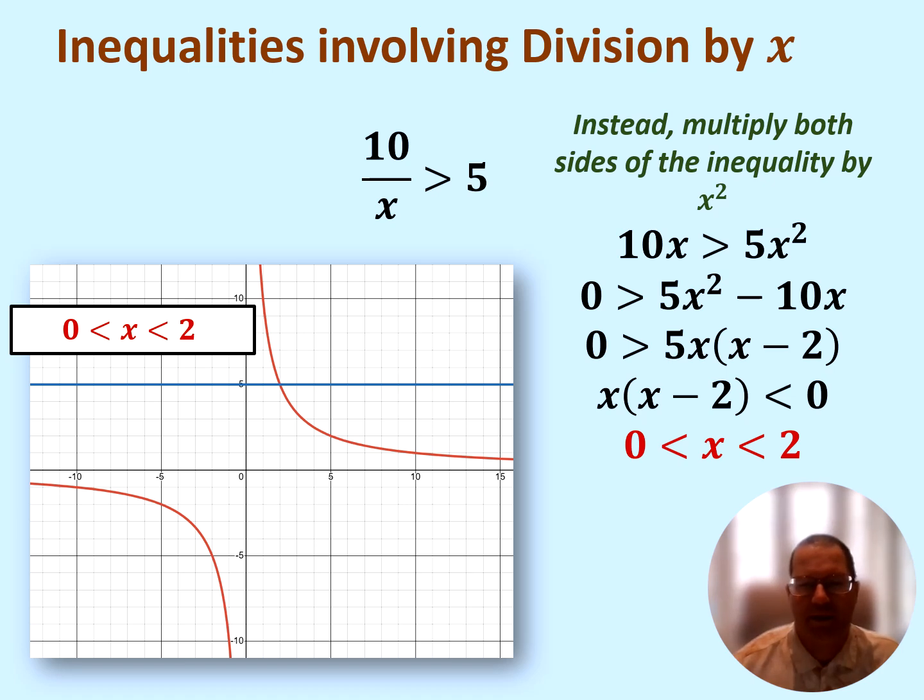And in this case, we could times both sides by x squared, because x squared is going to be positive. So on the left we have 10x, on the right we have 5x squared. We can rearrange it and solve the quadratic, and we get that x minus 2 is less than 0, and that is in between, so we know that x is between 0 and 2, because 0 and 2 are our critical values, and that does indeed correspond with the graph.